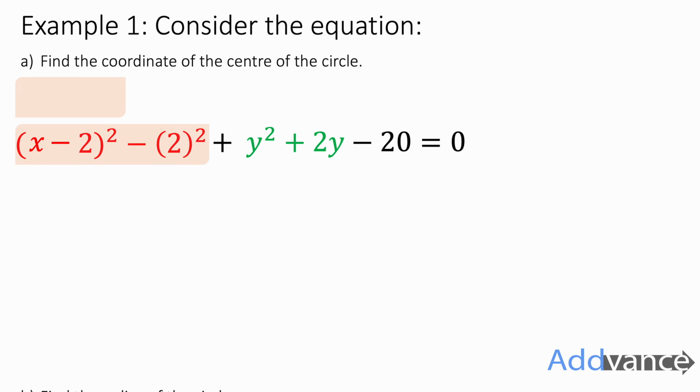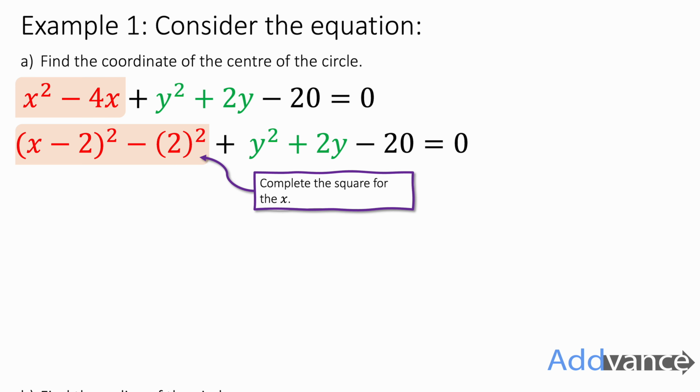And it's going to become (x minus 2) squared minus 2 squared. That is just completing the square. If you're not familiar with completing the square, please watch my video on completing the square before we continue. I will link that in the description below.